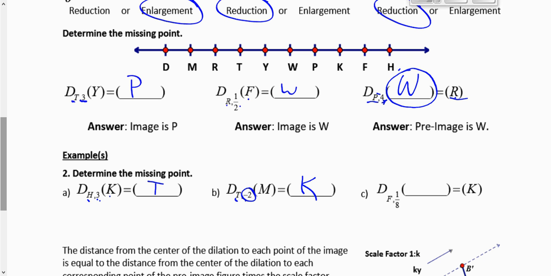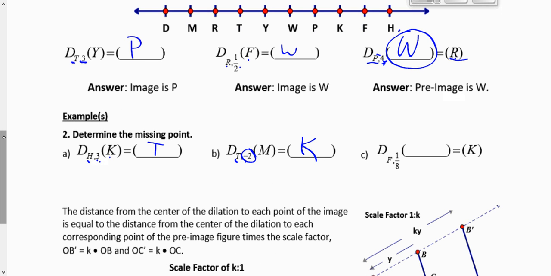How about this last one? Be careful, you're going backwards. Everybody get C? Yeah, it's D. She says D. Anybody else think it's D? 1/8. I think it's 8. 1/8. Okay, so here, listen.